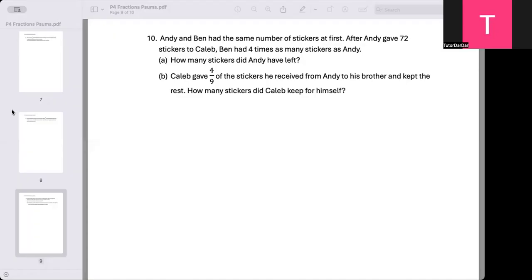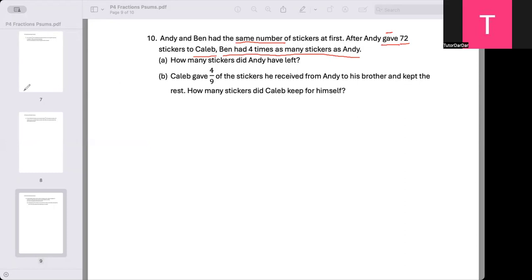Okay, let's read this question. Andy and Ben had the same number of stickers at first. After Andy gave away, which is going to be minus, 72 stickers to Caleb, this is another person. It has nothing to do with these two. Andy gave 72 stickers to another person. Then Ben had 4 times as many stickers as Andy. Ben never gave anything to anybody, so whatever Ben has stays the same.